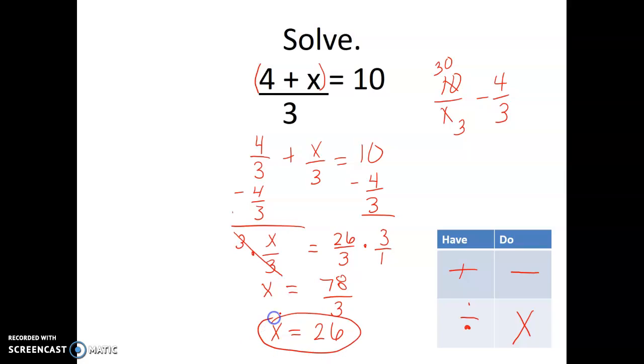So now I think that's my solution. So I'm going to go and check it. I'm going to say 4 plus 26 divided by 3 should equal 10. Well, 4 plus 26 is 30, divided by 3 should equal 10, and 30 divided by 3 we know is 10, so 10 equals 10. So 26 is a correct answer, and I've checked my work.